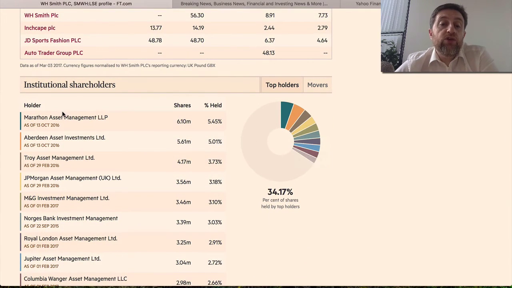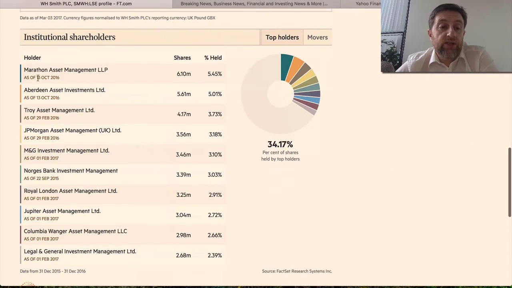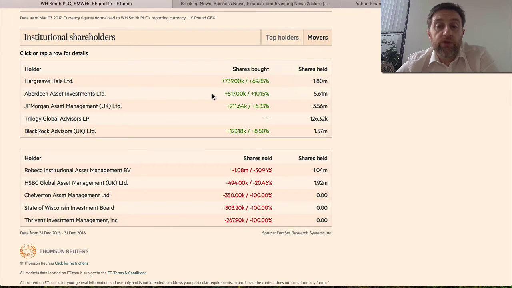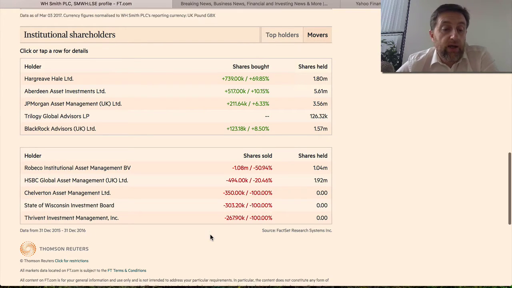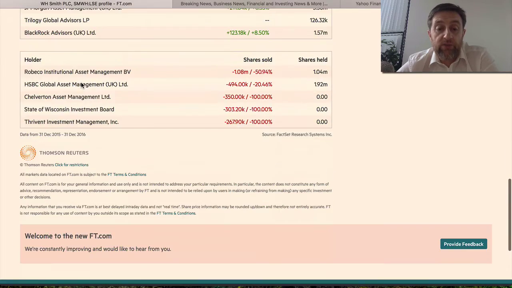You also get to see who the big shareholders are of WH Smith. So we're still looking at WH Smith, and you see that these are the biggest shareholders, and you'll see that they're just funds that own principally 34% of WH Smith. And we can look at movers, who's bought what, and that's for basically over the last year. Notice that the data changes or stops in the 31st of December 2016. So you can see that there's been a drop in holdings by some institutions and an increase in holdings by others.